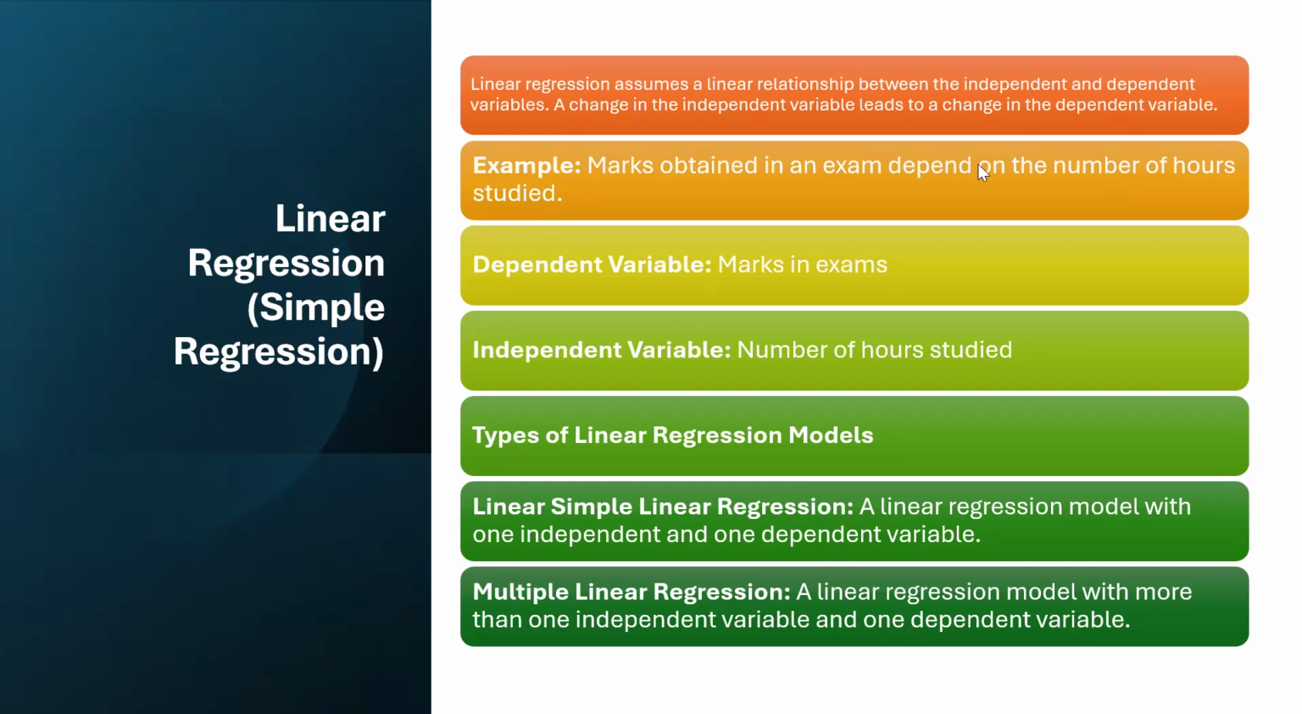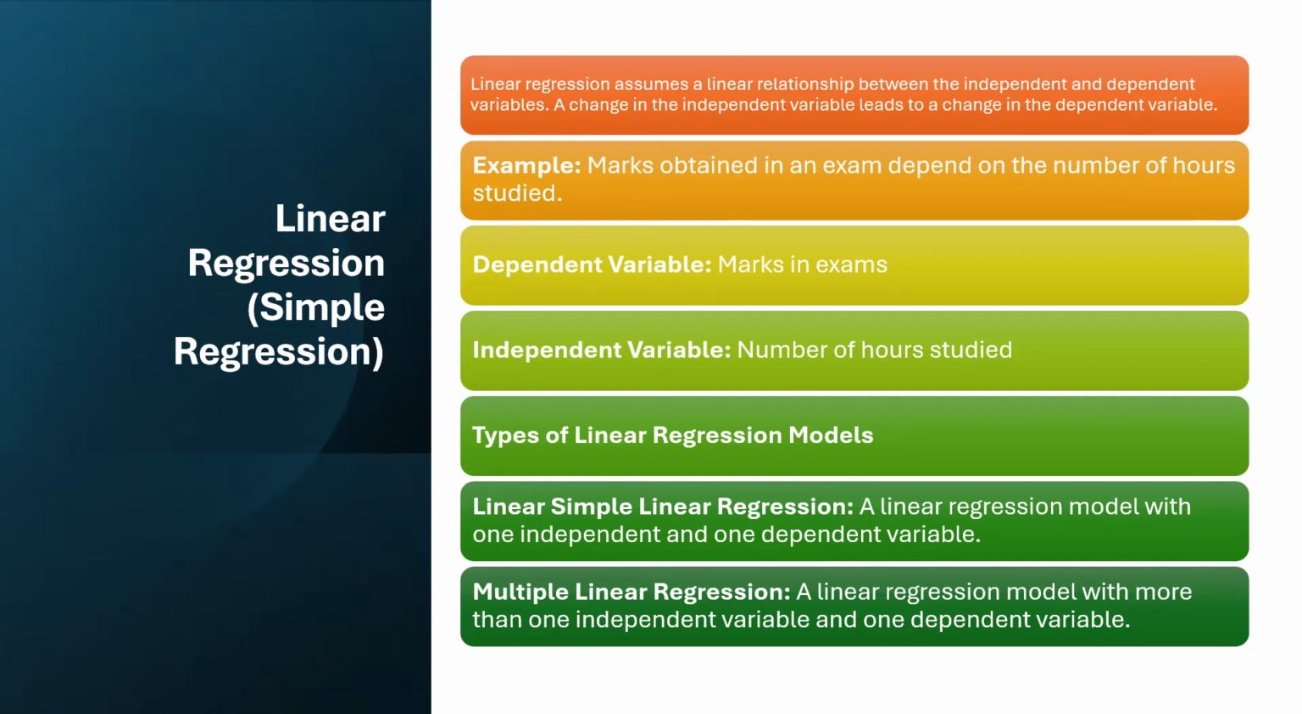Or how many marks obtained depend on the number of hours studied. Dependent variable is marks, independent is number of hours. Then we have types of models of linear regression: a simple linear regression model and a multiple regression model. Now, here we are just seeing two variables: marks, and how they depend on the study.